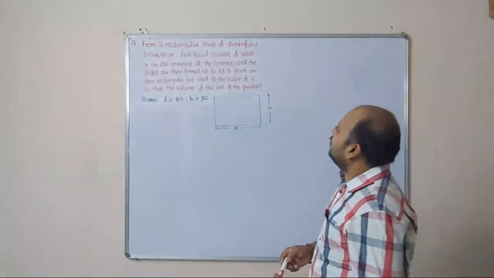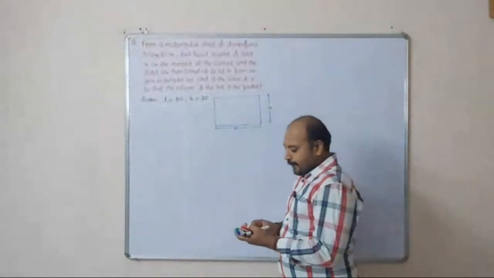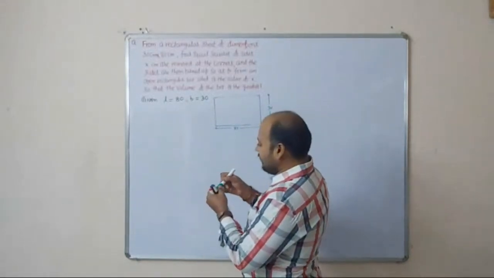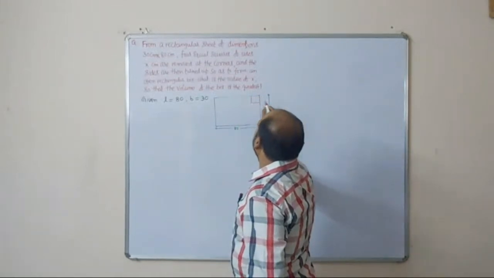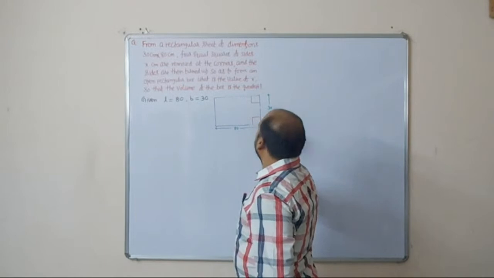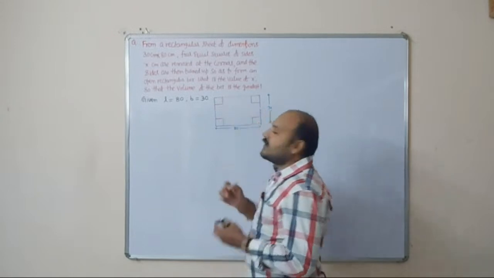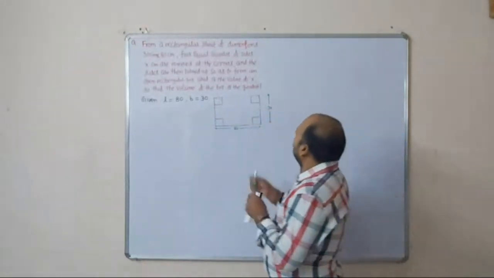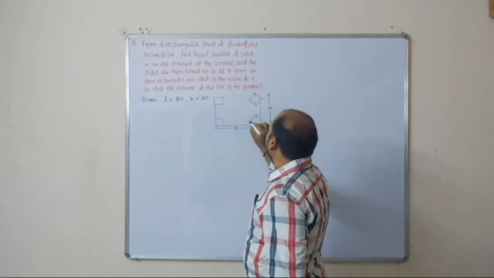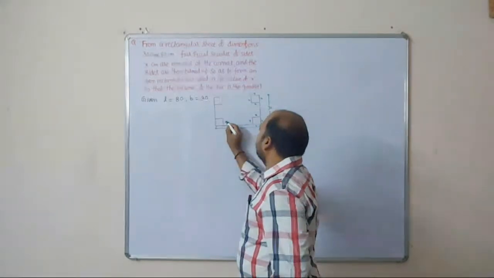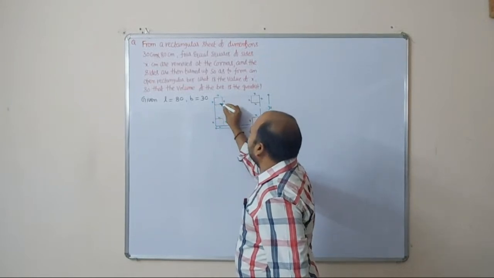But here a twist is given: 4 equal squares of sides x centimeters are removed. So here x centimeters are going to be removed from the corners. This is one square, this is another square, this is also another square, and this is also another square. Here x centimeters, here x centimeters, here x centimeters, here x. Observe carefully from the figure, dear students. I will show this figure practically also.